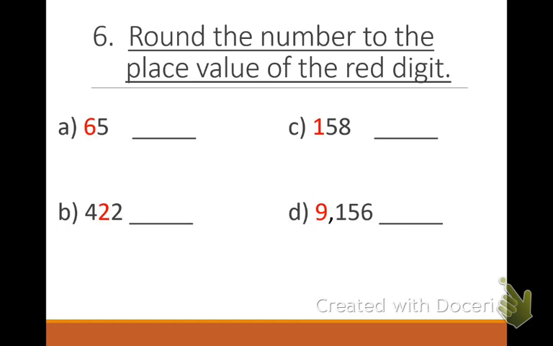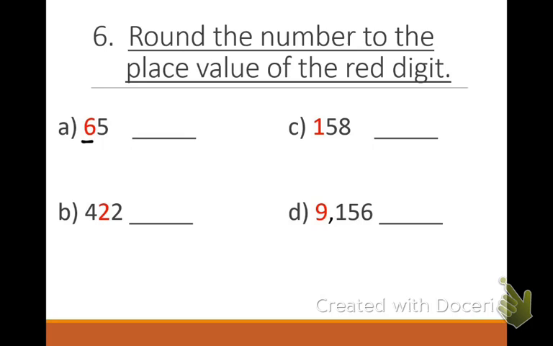So this is something that you guys should be very familiar with doing. I know that it was taught throughout elementary school, but there will be a couple of these review kind of problems on your tonight's homework, so I wanted just to make sure you guys totally understood how to do it, okay? So number 6 says, round the number to the place value of the red digit. So let's look at problem A. What number are we talking about that's red?